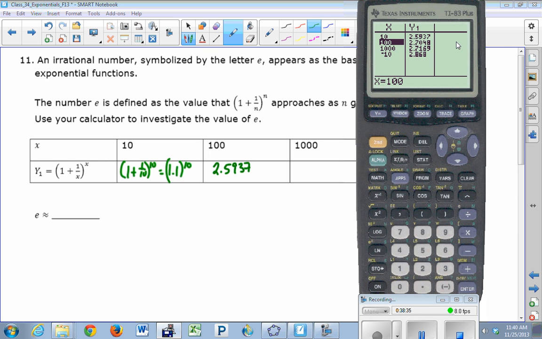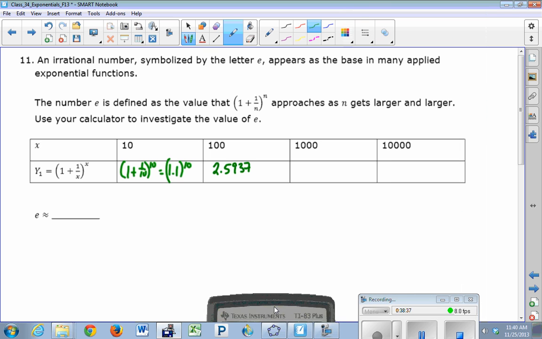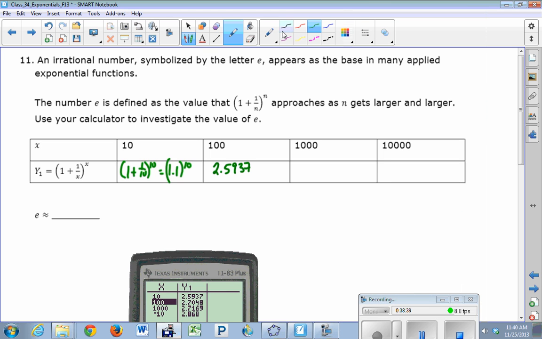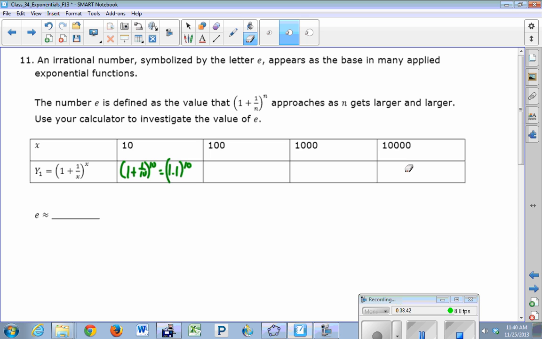2.5937. Please don't put in the next number. I want to ask you, what do you think's going to happen as x gets bigger and bigger and bigger? What do you think is going to happen to the value of this expression, 1 plus 1 over x to the x power? So our exponent's going to become 100, 1,000, 10,000. Think this is going to grow without bound?